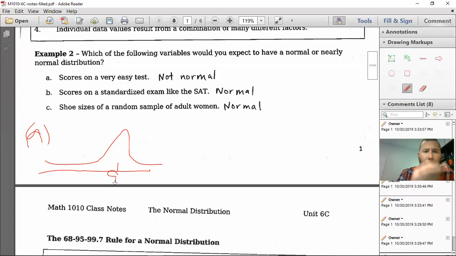In part B, scores on a standardized exam like the SAT, we would expect that to be normal. Standardized exams are typically designed so that the scores are distributed as a normal distribution. There are a lot of reasons for that. As well, shoe sizes for a random sample of adult women, that's another thing that we would expect to follow a normal distribution. Think of the chest size of the militiamen, not too different from that example. Any kind of measurement, like arm length or size of hands, would probably be normal because most people should land somewhere close, and then the deviations go to either side and tail off.